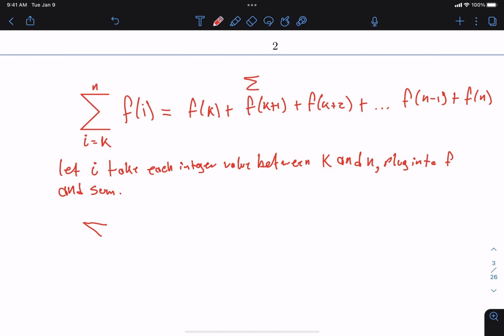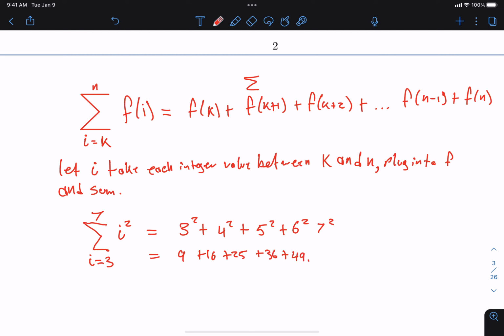Okay, so let's do an example. Let's do the sum from i equals 3 to 7 of i squared. Well, the first thing we do is we let i be 3. So we do 3 squared. And then we go up by 1. We let it be 4. So plus 4 squared, plus 5 squared, plus 6 squared. And I know when to stop because the stopping number is on top. We're going to go all the way up to 7 squared. Okay, so if you did this, you'd get 9 plus 16 plus 25 plus 36 plus 49.